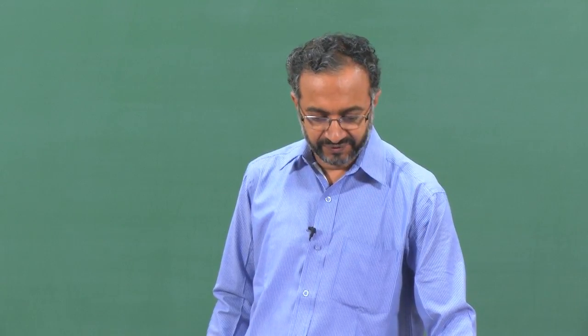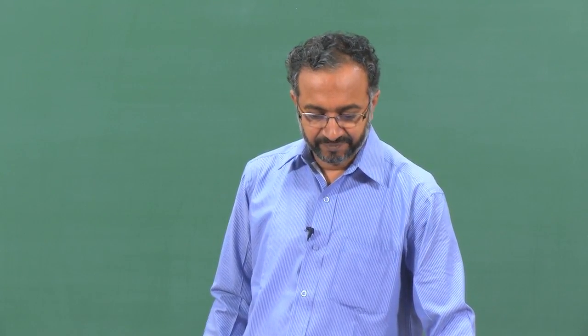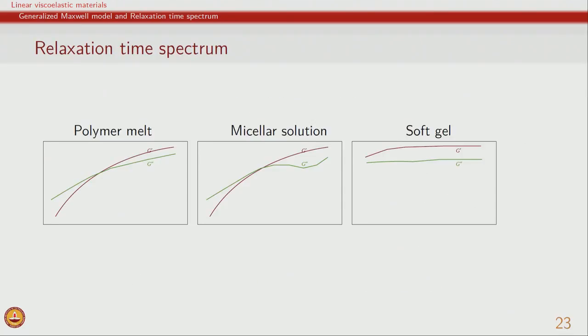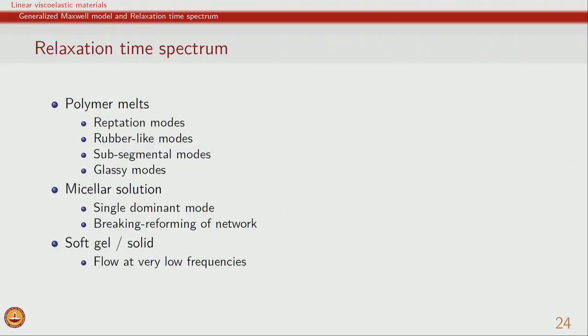So, let us just look at this response which we have seen earlier, that there are different classes of materials, and in these cases we saw that in polymer melt case there was a terminal viscous response, in micellar solution also there was a terminal viscous response. In case of soft gel, it appears that maybe if you could do material examination at much lower frequencies you might see the viscous response, but at least it is not seen, and therefore these materials are called soft gels.